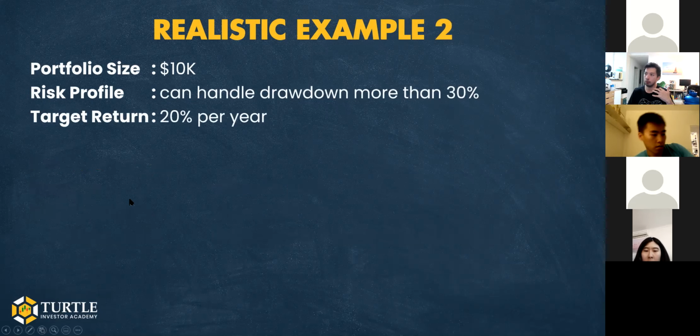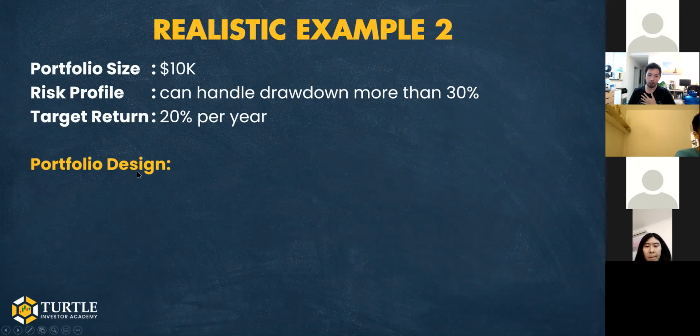Let's move on to the second example. Similar portfolio size, but in terms of risk profile, this person is more greedy and happy to handle the risk. They say, hey, I can handle a drawdown of more than 30%, and I want a target return of like 20% per year. Of course, that's still reasonable.